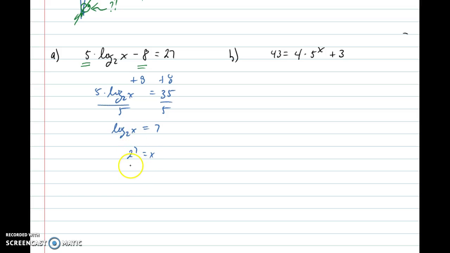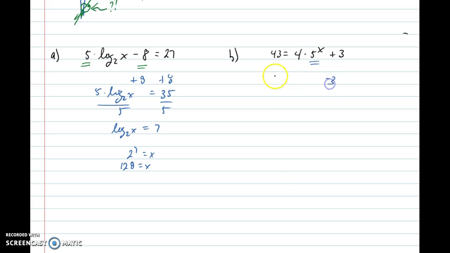And if I count it out, let's see, that's 2, 4, 8, 16, 32, 64, 128 equals x. I just multiplied by 2 7 times. This one here, same thing. I've got this 5 to the x in the middle of the problem. So to solve for x, I have to get rid of everything else that's not in there.